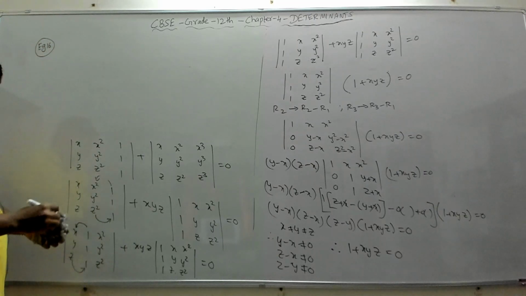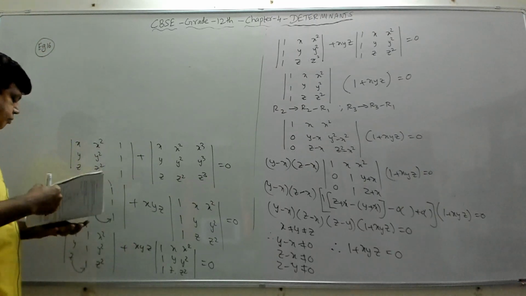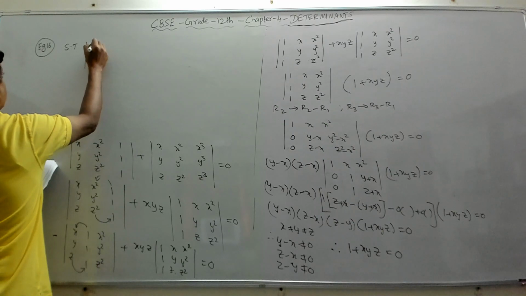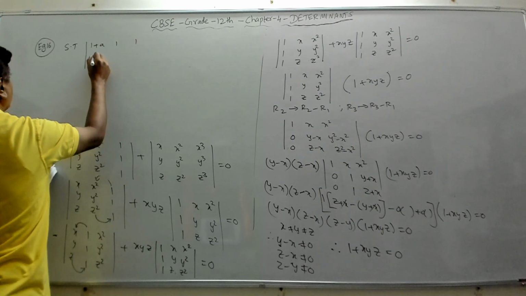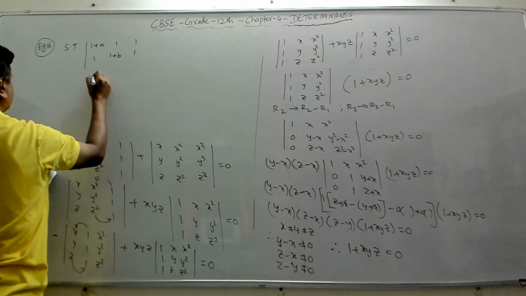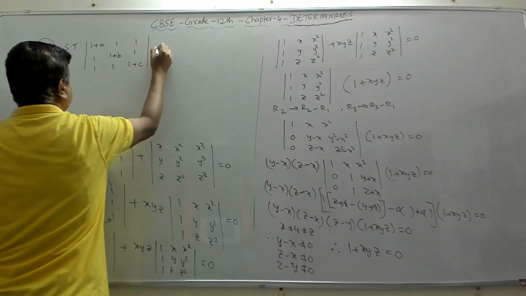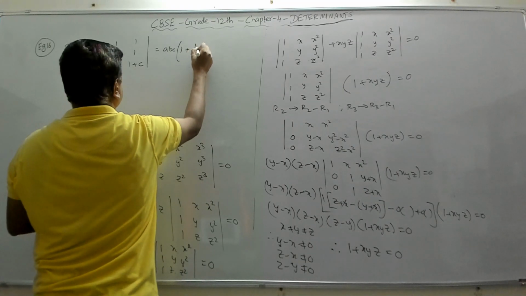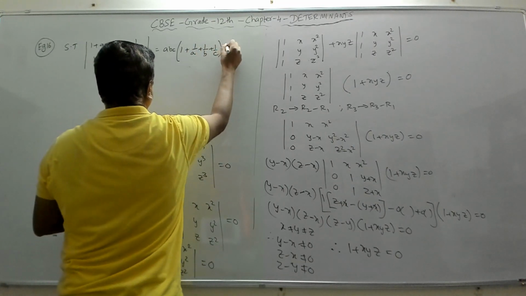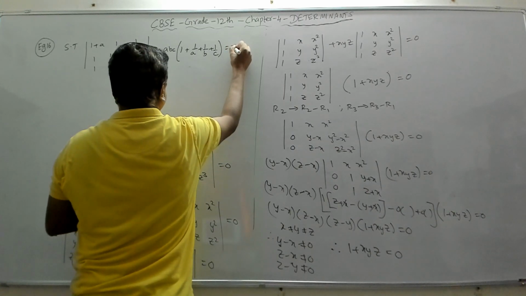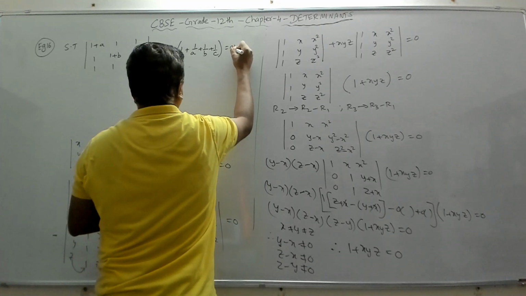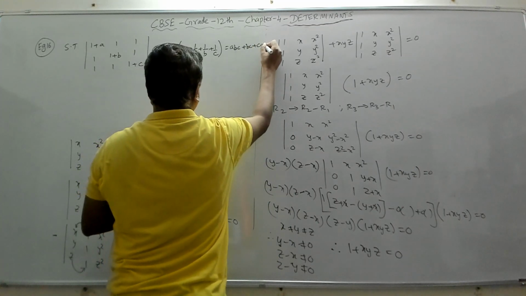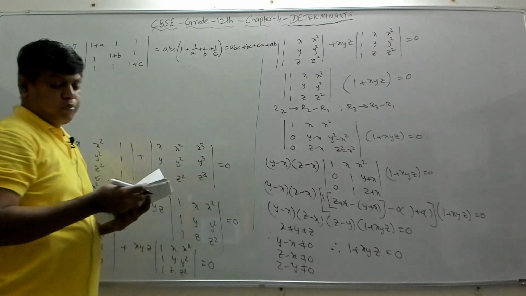Example 16, important problem again. What it says is, show that the determinant of 1 plus a, 1, 1; 1, 1 plus b, 1; 1, 1, 1 plus c, this value is equal to abc into 1 plus 1 by a plus 1 by b plus 1 by c, which is equal to abc plus bc plus ca plus ab. We have to prove this.